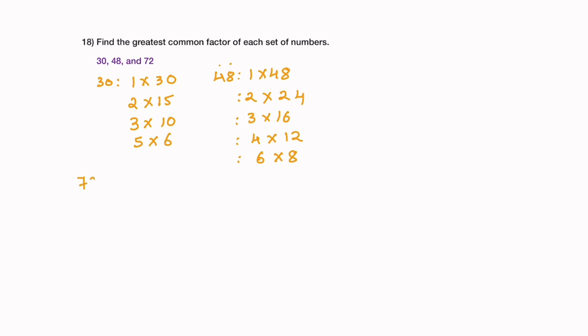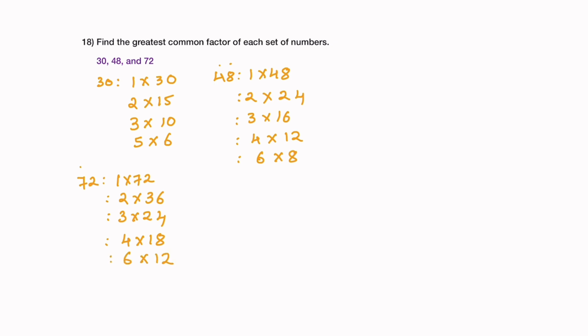And then 72. It is 1 times 72, 2 times 36, right? Like you divide this, you can use rough papers, you can do the division. And then this is 3 times 24. It's also divisible by 4, so that's 4 times 18. I know that because my times tables, I know very well. By 5, no. By 6, yes.